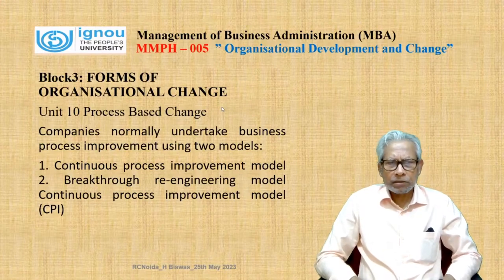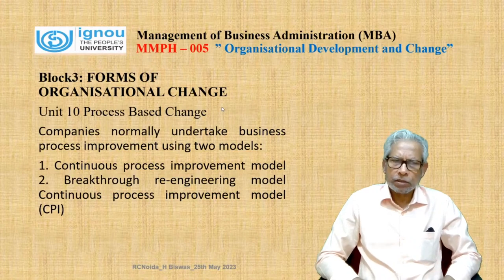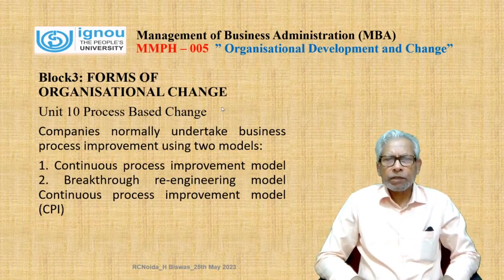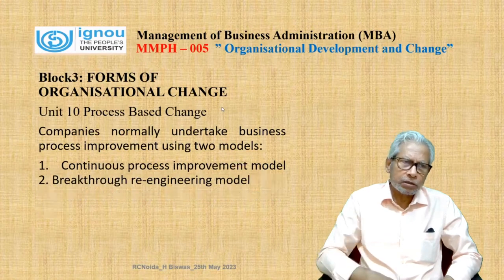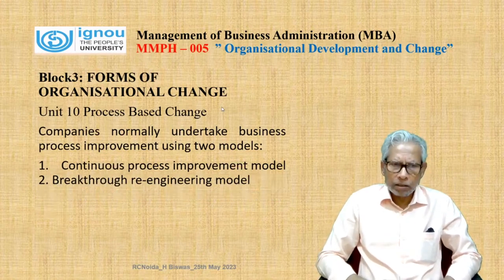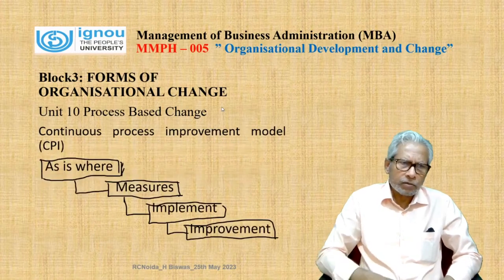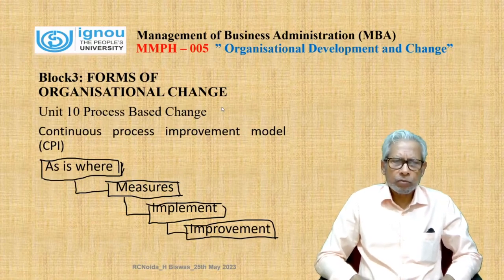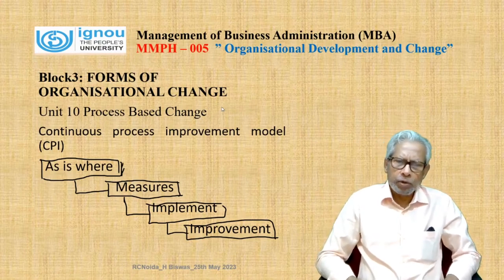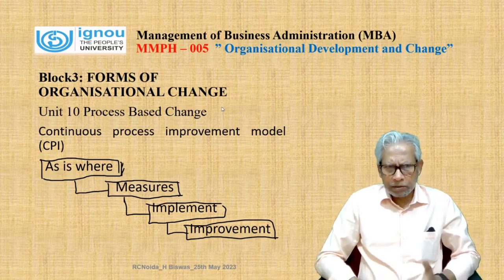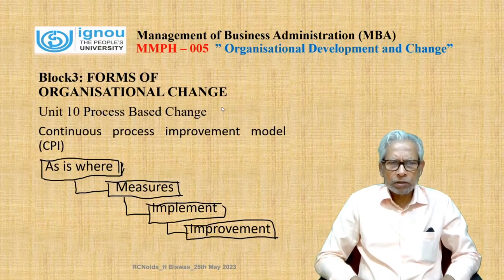Now, companies normally undertake business process improvement using two models. One is the continuous process improvement model, and number two is the breakthrough re-engineering model. Now we have to discuss the continuous process improvement model, where as is, then after that we have to measure some of the things. There are flow diagrams showing the way it is integrated and connected, then implement, and finally implement. So this is a process, procedures, and a model, in short CPI, the continuous process improvement model.